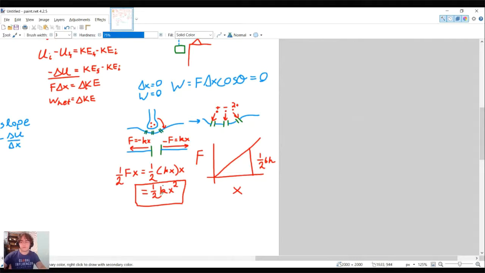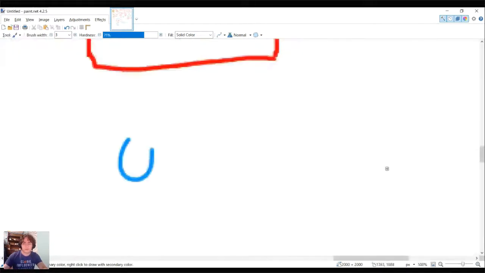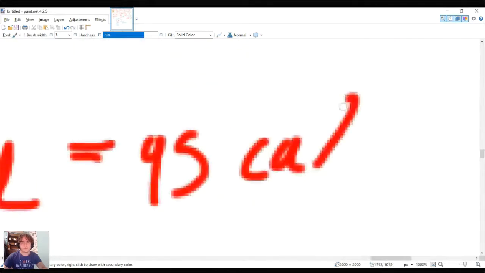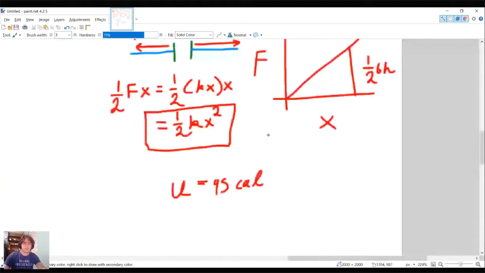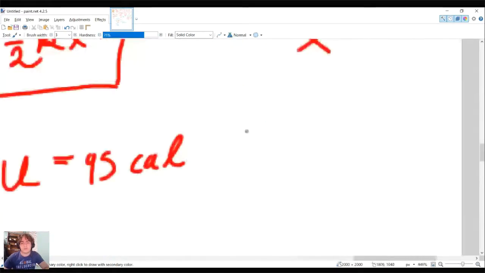So what should we call it? We'll call it U, because it's kind of a potential energy almost. U equals 95 calories. And if you don't know, a calorie is just another unit for energy, so we could talk about this in the same case. A calorie is just a joule times some factor. So this is for an apple.